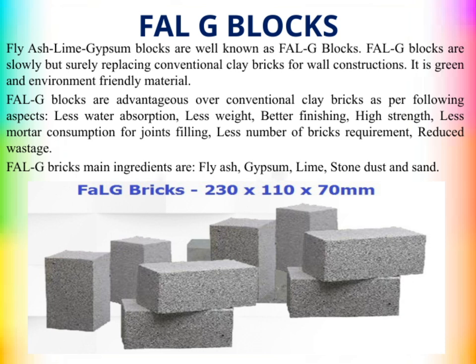Now let's look at what makes up these FALG blocks. Their main ingredients are fly ash, gypsum, lime, stone dust, and sand. Each component plays a vital role in giving the blocks their desirable properties, such as strength, durability, and environmental benefits.